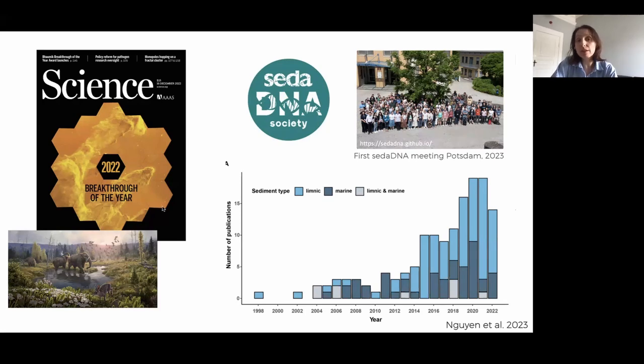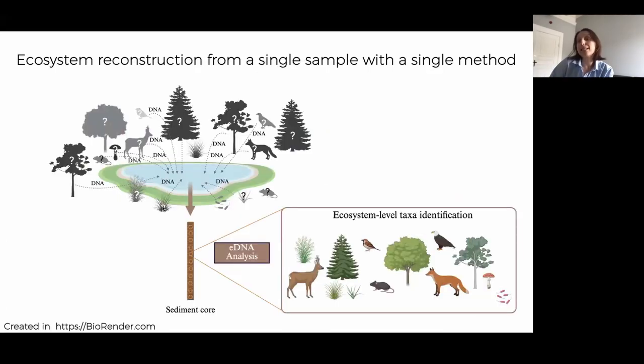And so what is the appeal of ancient environmental DNA as a method? Well, arguably the biggest advantage is that it actually allows us to reconstruct ecosystems from a single sample using a single method. And that is very powerful. So if we have organisms on a landscape and they are depositing their DNA in some kind of archive, we can actually retrieve their DNA and identify what those organisms were. And that can be anything from viruses, bacteria, all the way to fungi and higher plants and animals.